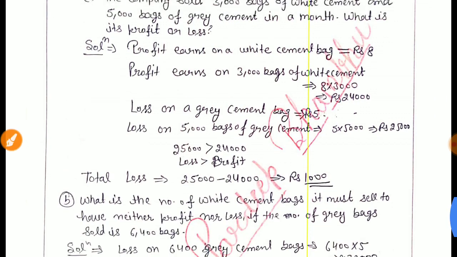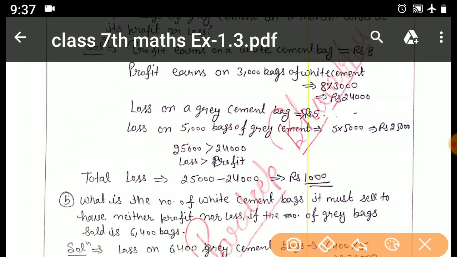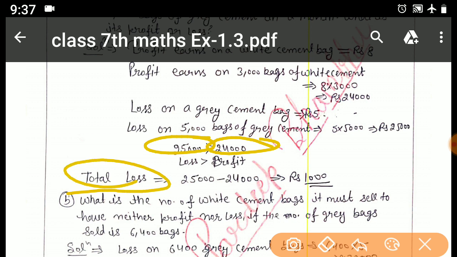Now compare profit and loss, which one is greater? Here profit is 24,000 and loss is 25,000. So loss is greater, and total loss is 25,000 minus 24,000. This means rupees 1,000 loss is there to the company.